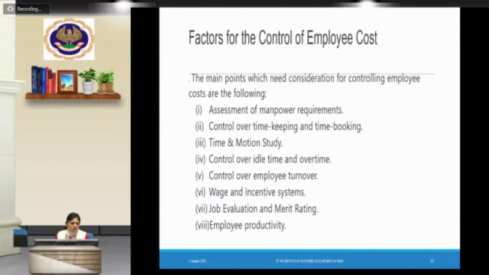Factors for control of labor cost. Before I proceed, let me just go through any queries. All right. Good morning, students, all of you.